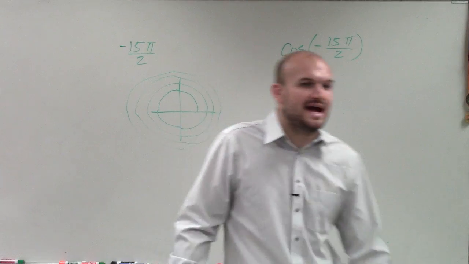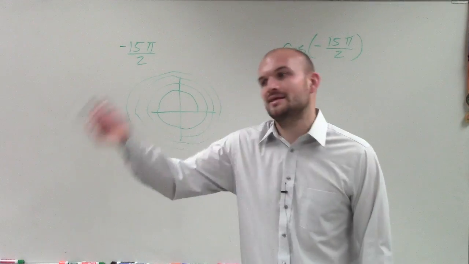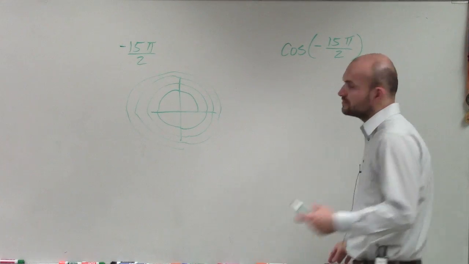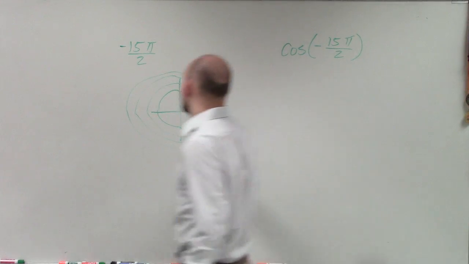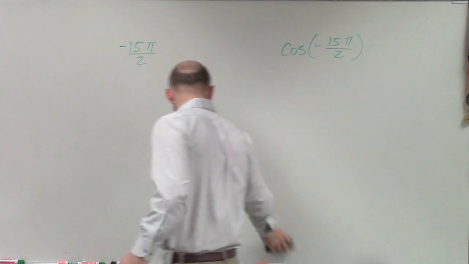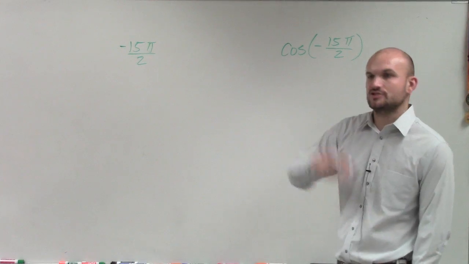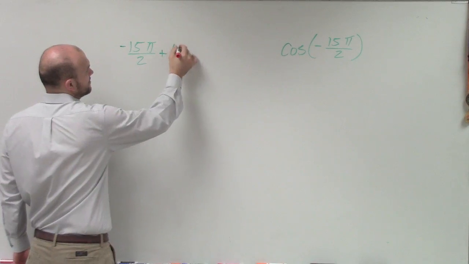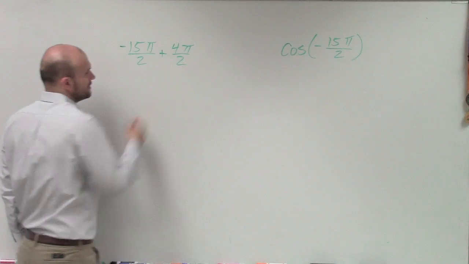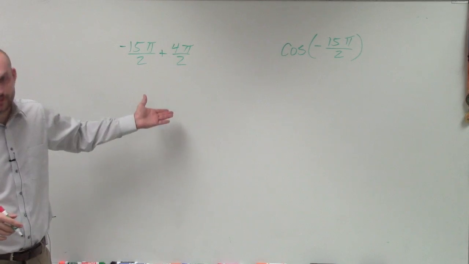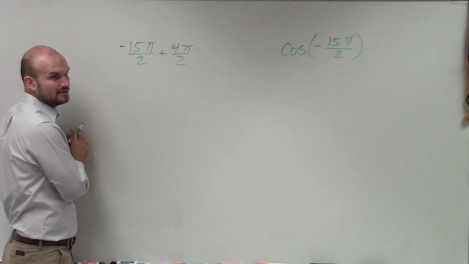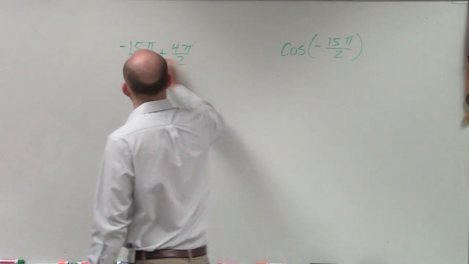But what if I give you 99 pi over 2, right? You don't want to keep on just doing this, doing this, doing this. So what we do is we determine the coterminal angles. And I understand that if I just add 2 pi, that's just erasing one revolution. So instead of adding 2 pi, I'm going to add 4 pi over 2, right? Because we obviously know that that's another revolution. But I can do this again, right?